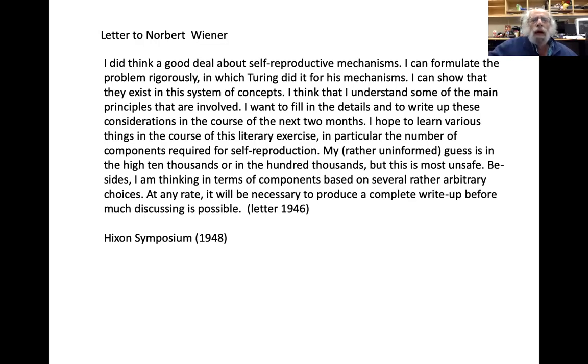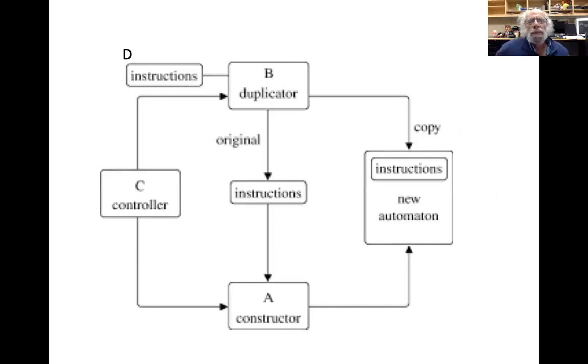In 1948, von Neumann did his write-up in a Hixon symposium here at Caltech, and everyone should read that write-up. Here's what he said in the write-up. There are a number of components to this self-reproducing machine. D is the tape that has all the instructions of how to make the machine. B is a duplicator that will copy that tape and add it to the new automaton. B is also related, and this is sort of ad hoc, to the RNA polymerase, which essentially gives an instruction to the constructor, which is the ribosome, to make protein.